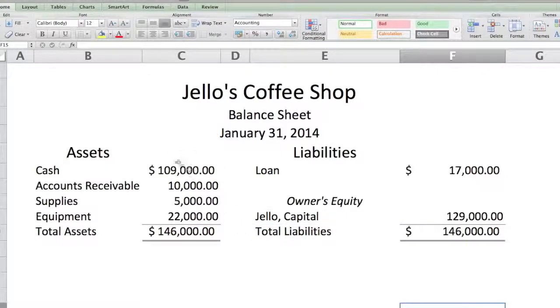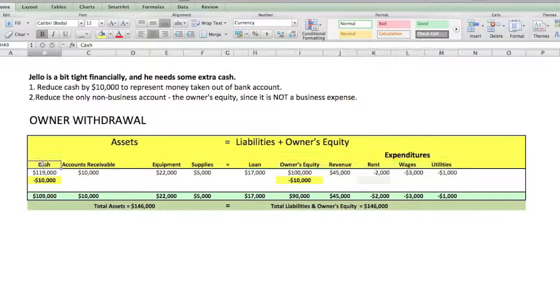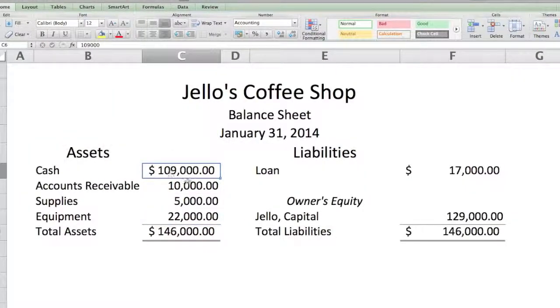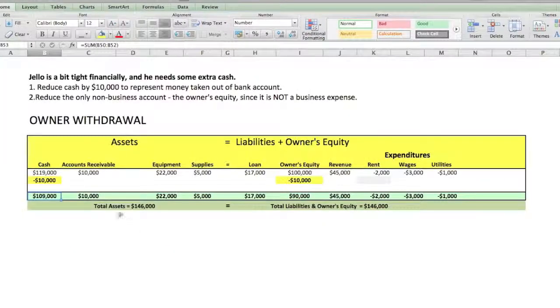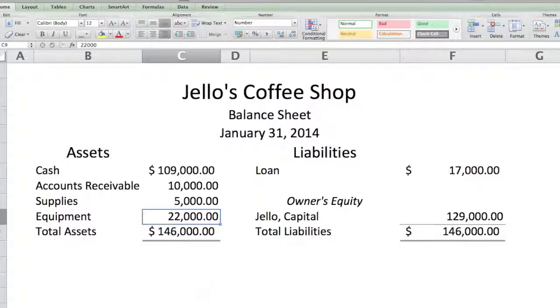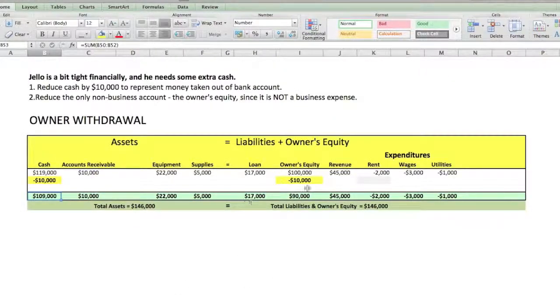Now, you would take all these numbers. These numbers should come from your chart of accounts. If we go back, you'll see we have cash is $109,000, accounts receivable $10,000, equipment $22,000, supplies are $5,000. So if we go back to the balance sheet, cash is $109,000, accounts receivable $10,000, supplies $5,000, equipment $22,000. That's how you come up with your money. For the liabilities, you'd find the loan in this case. You go back and you'd find the loan here, $17,000.